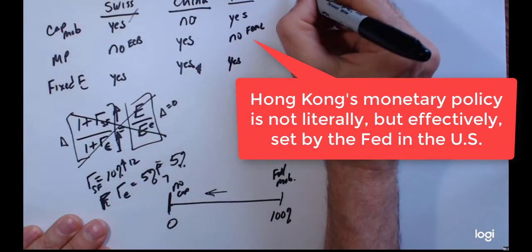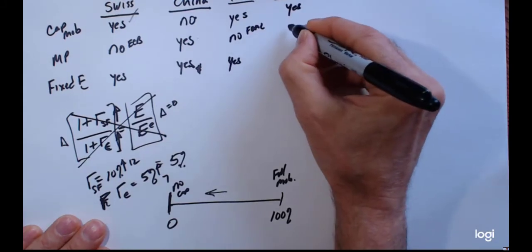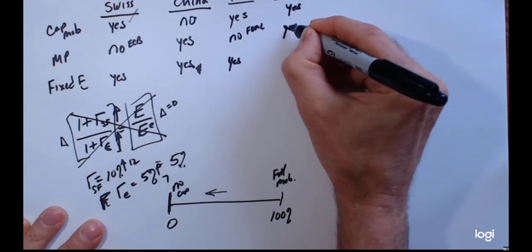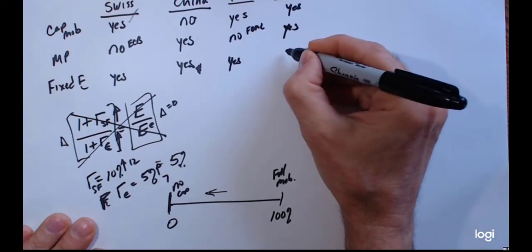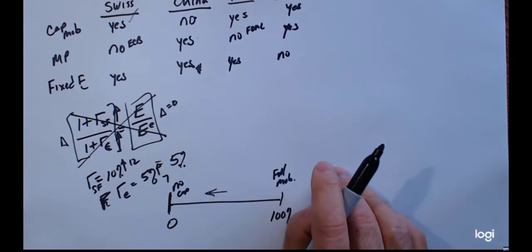Now, we could go even bigger and look at the U.S. Yes, it has capital mobility, so money can move in and out. Obviously, we have monetary policy. That's most of the course. And then exchange rates are not fixed. So the U.S. and all these other countries are behaving in a manner that's consistent with the trilemma problem.